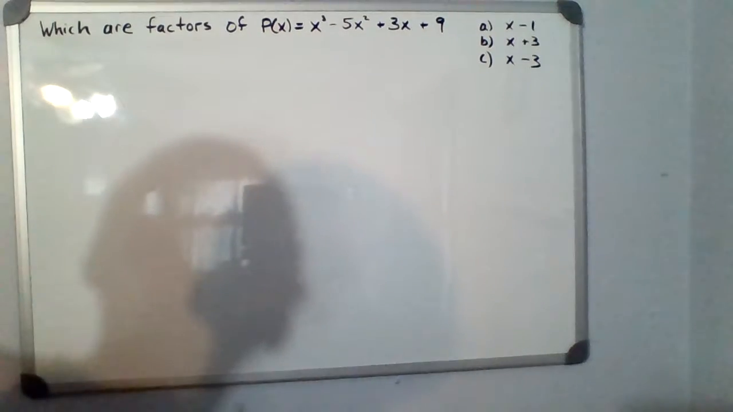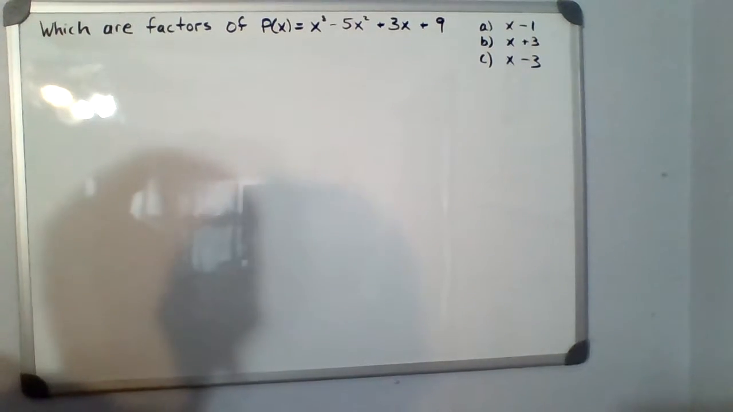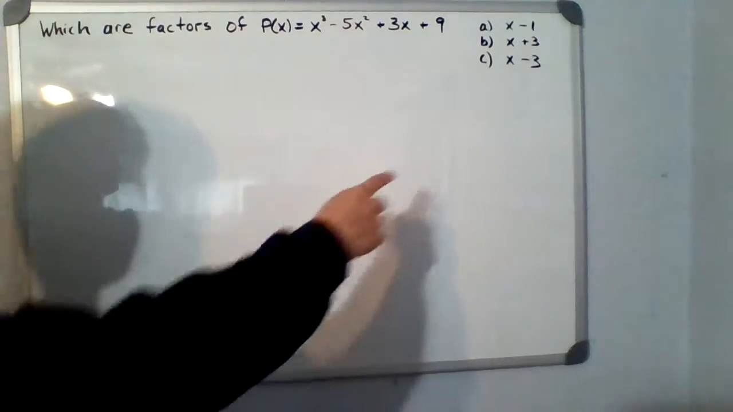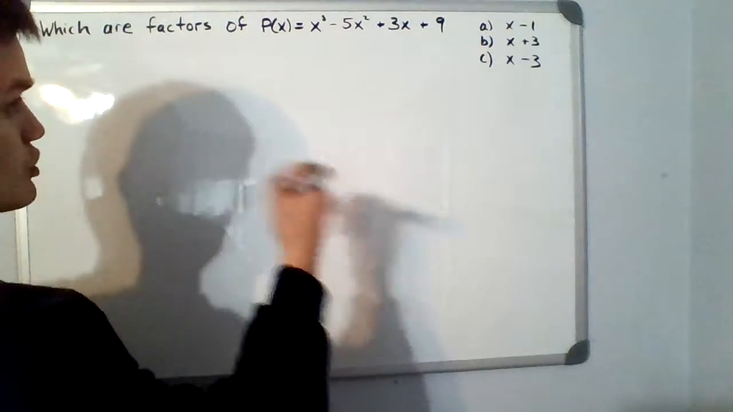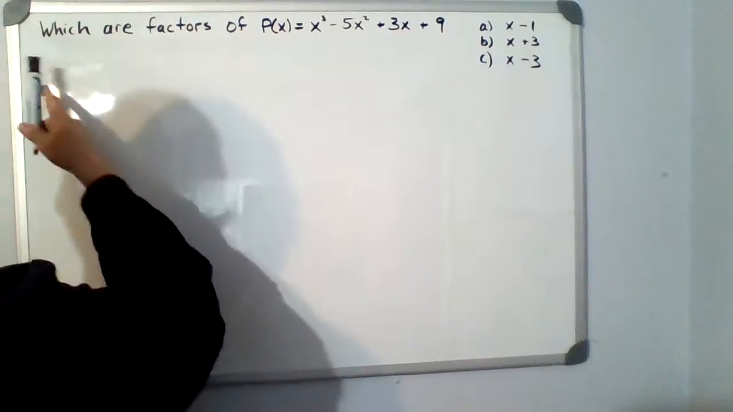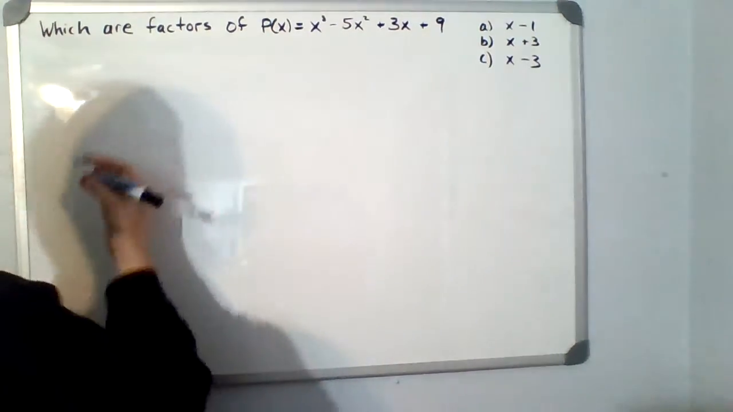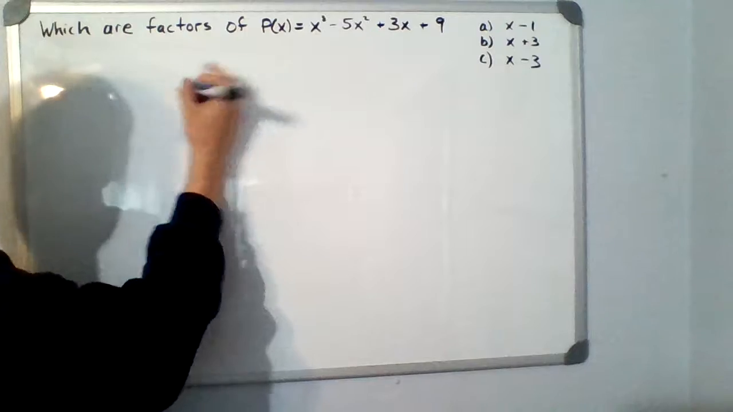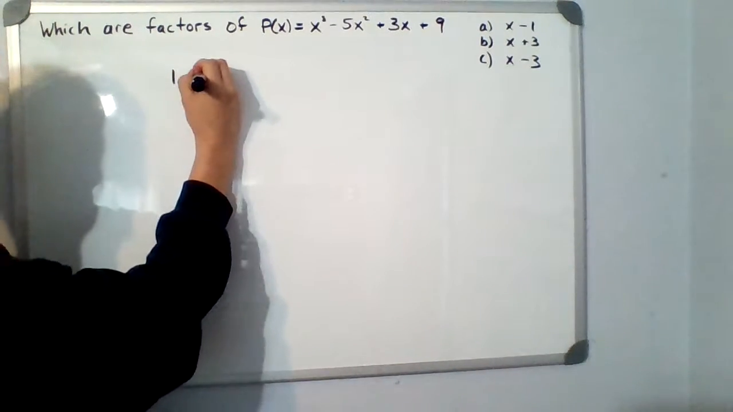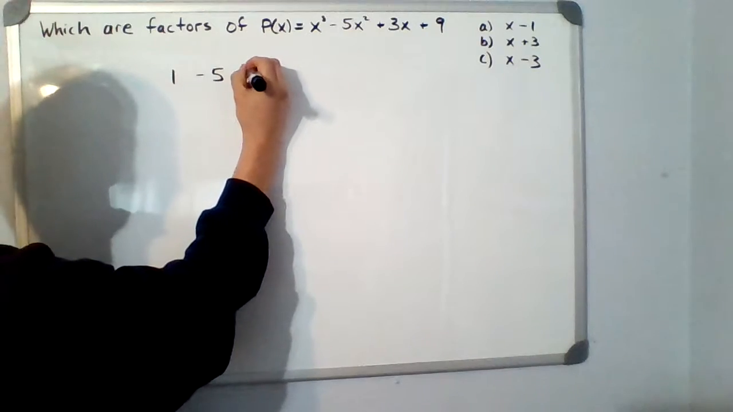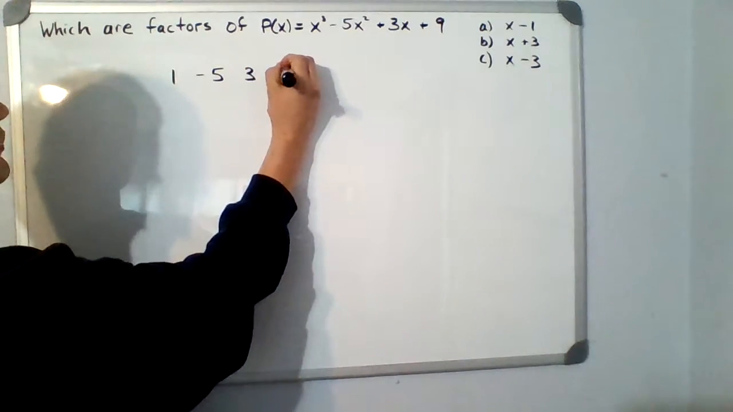Okay, now I'm going to demonstrate the usefulness of synthetic division in evaluating a bunch of potential roots really quickly to find out which one is the real root. So it says, which are factors of p of x here? So first I'll start by writing the coefficients of the polynomial. 1, -5, 3, and 9.